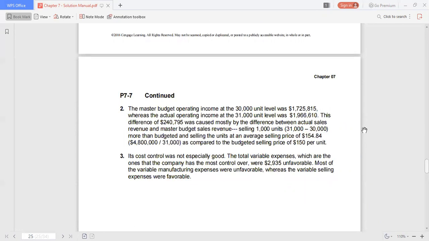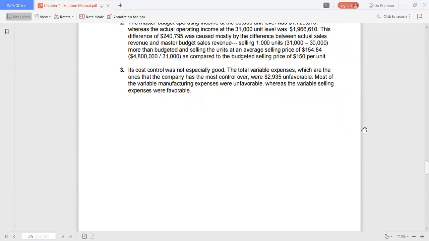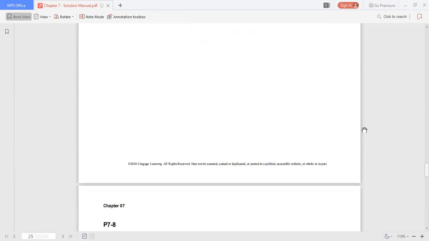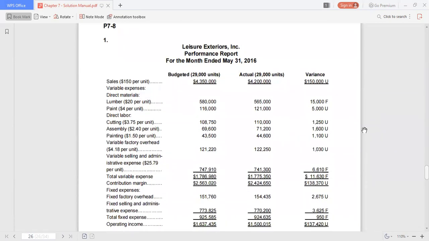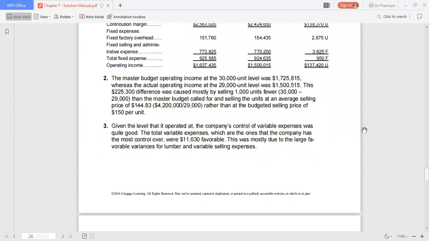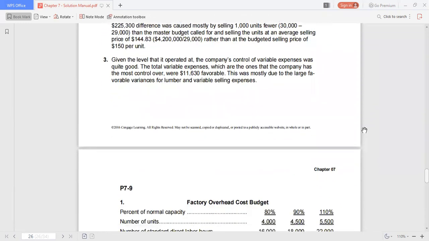Okay, next we go to problem 7-9, a flexible budget for factory overhead. We have different requirements for this. So we begin with requirement number 1. Assuming that the variable cost will vary in direct proportion to the change in volume, prepare a flexible budget for production levels of 80%, 90%, and 110% of normal capacity. Also determine the predetermined factory overhead rate at each level of volume in both units and direct labor hours.